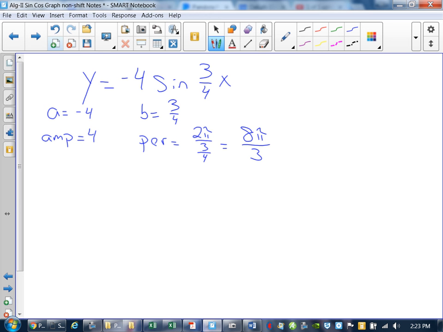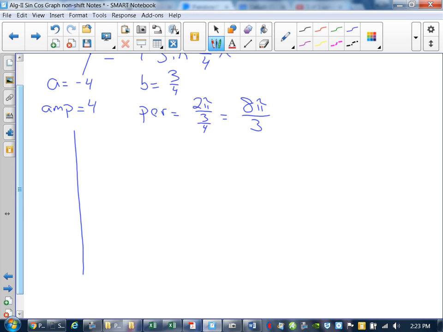So now we know enough to start with the sideways T-graph. I'm going to have to go up and down 4. I know I start at 0, and I'm going to end at 8 pi over 3. Well, half of 8 pi over 3 would be 8 pi over 6. That simplifies to being how much? 4/3. Okay.